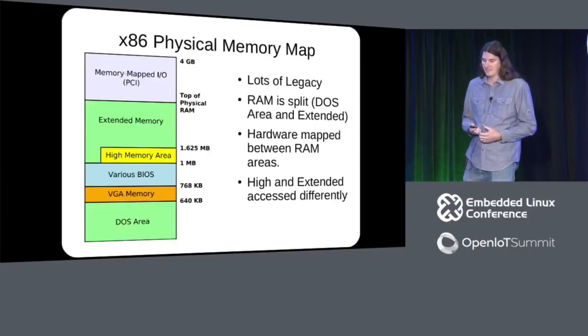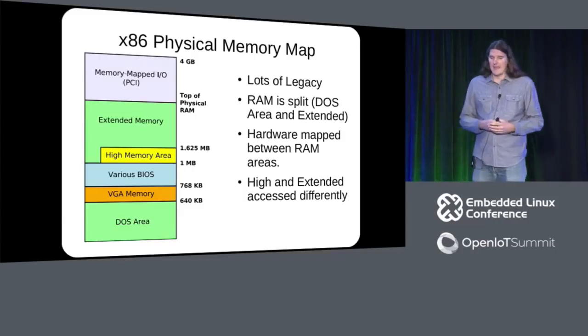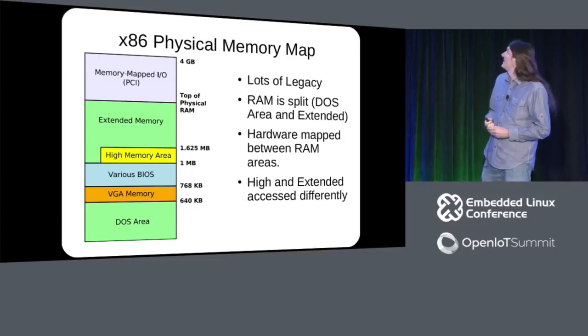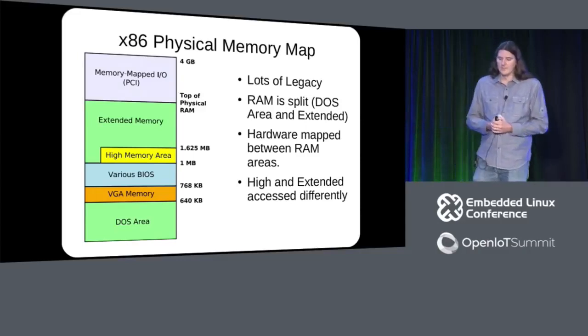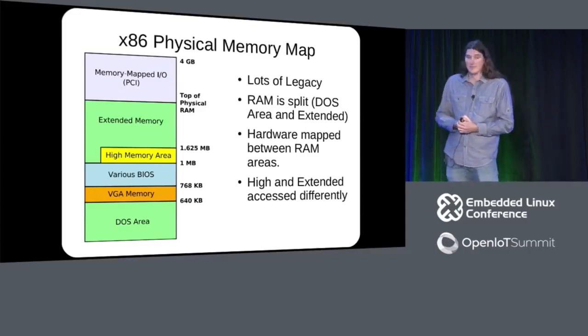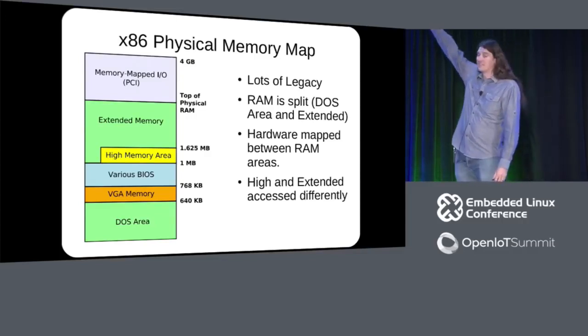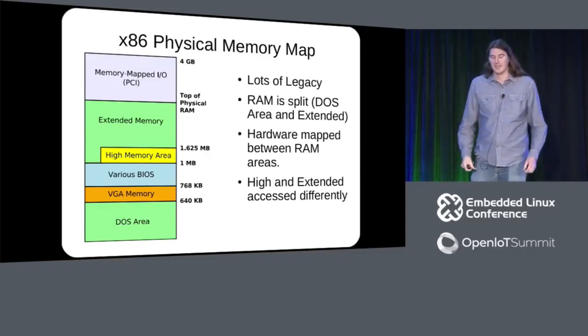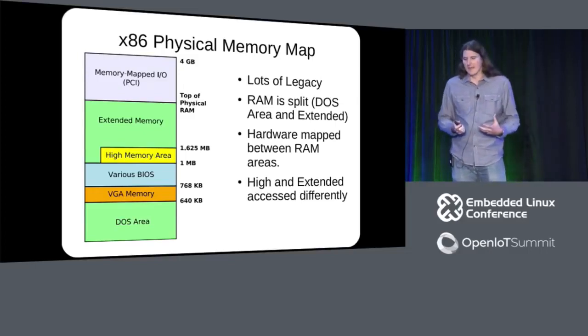So here's an example of a physical memory map. This is the memory map from x86. It's fairly simplified. Many of you are probably familiar with this, but one of the things you might notice is that you have RAM in two different areas. You have the DOS area down on the bottom, you have the extended memory, and then you also have the high memory. And so there's a lot of legacy that's wrapped up in this kind of memory map.